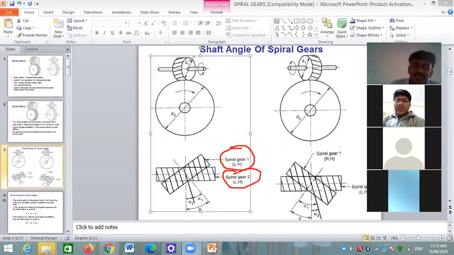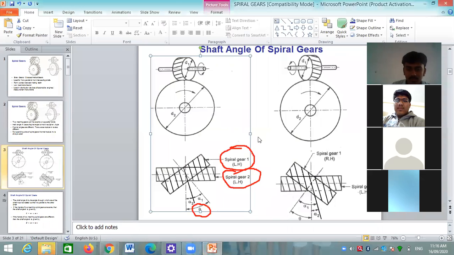If we see there, these are the two gears, gear one and gear two. D1 is the diameter of gear one, and D2 is the diameter of gear two. Here we see the spiral gear one is left-handed, and spiral gear two is also left-handed. We have to discuss what the shaft angle is. If we see here, theta is the shaft angle.